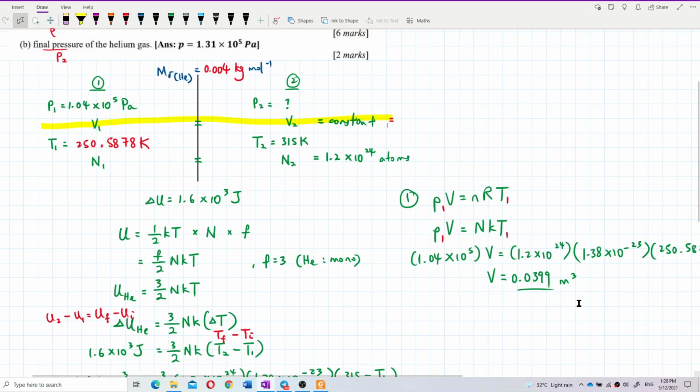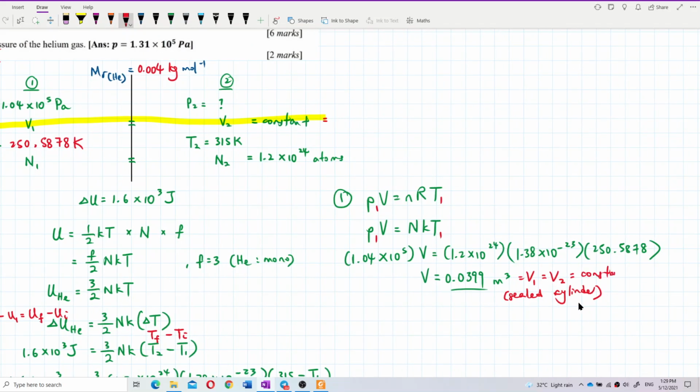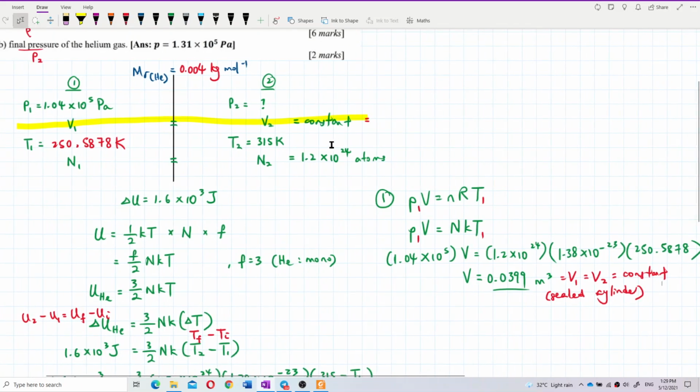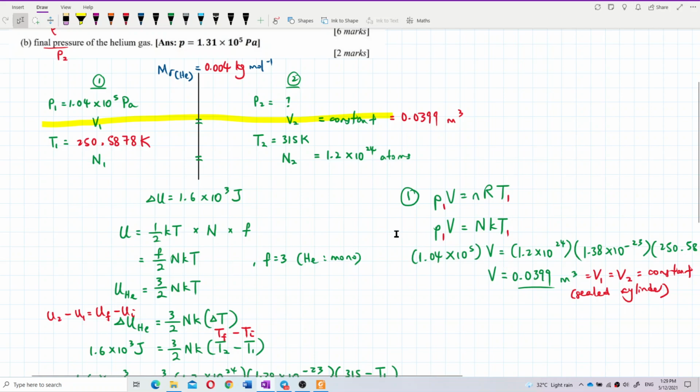This volume is the same as V1 and V2 because they are sealed cylinders, constant volume. The volume is constant. So write that down here, 0.0399 meter cube. Okay, I got my volume already. So what's next? I need to find mass. Once I know the total mass, I can find density, isn't it?